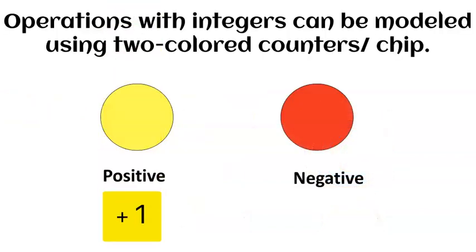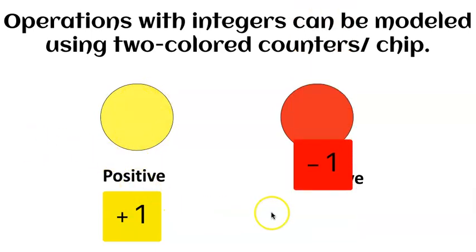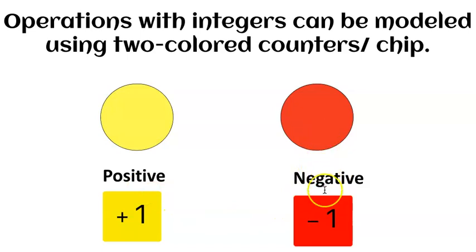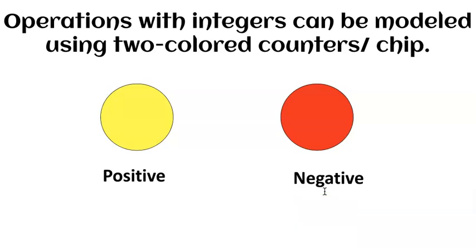So when we were working on adding integers, we used our yellow M&Ms and they were our positive numbers. Our red M&Ms were considered to be our negative numbers. Just want to make sure that we use what we did yesterday and we're going to continue with today.